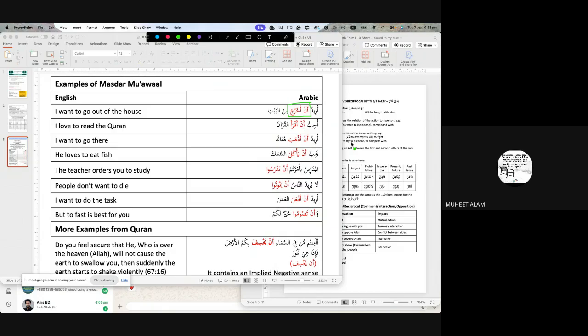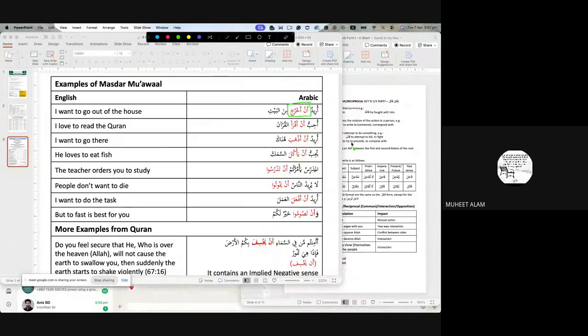I want to go out of the house. When we ask the question, I want what? The answer is to go out. So here the masdar mu'awwal comes as the object in this sentence. Masdar is equal to one word, and masdar mu'awwal is equal to a phrase, which is an plus mudari mansub, but they both represent the idea of an action.